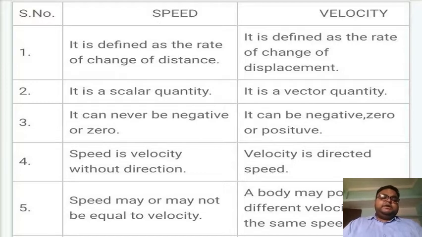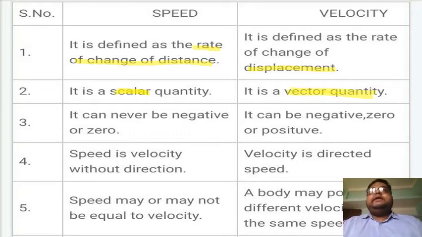Right. So students, we define speed as the rate of change of distance. Okay, students, how do we define speed? We define speed as the rate of change of distance. And how do we define velocity? We define velocity as the rate of change of displacement. Understood, students? So in the case of speed it is the distance, and in the case of velocity it is the rate of change of displacement, right? Speed is a scalar quantity and velocity is a vector quantity.